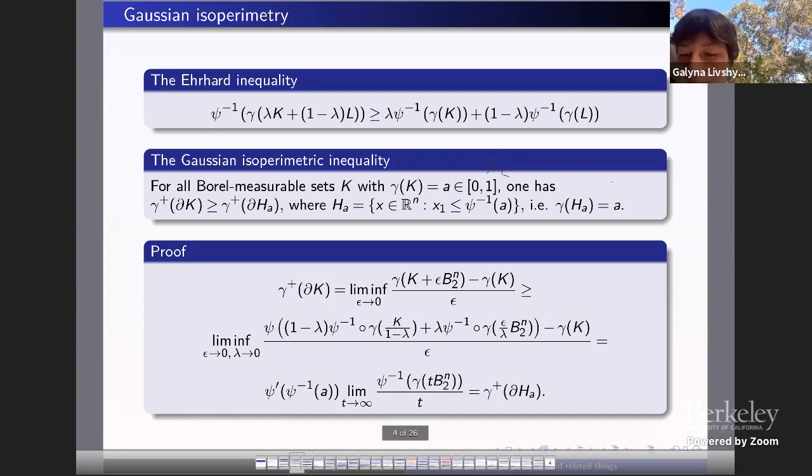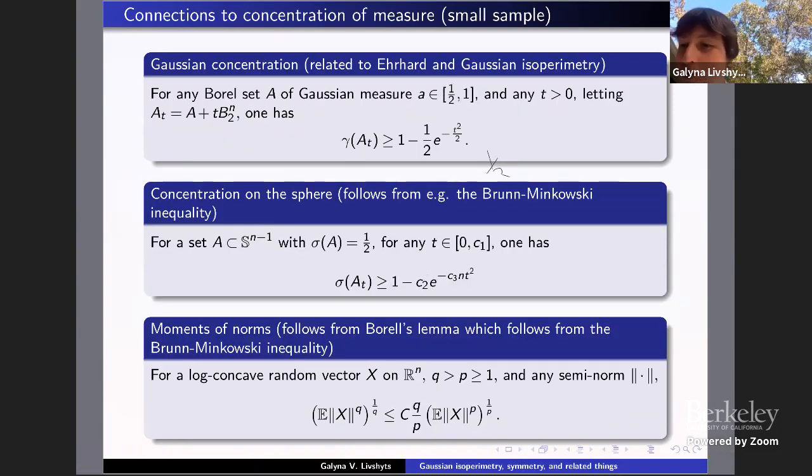Max had one slide like that, and Emmanuel had one slide like this. I also have a slide about connections to concentration of measure. This is a very small sample of things that you could use Ehrhard, Gaussian, and Brunn-Minkowski for. You could get the sharp version of Gaussian isoperimetry. You could get the non-sharp version of the isoperimetry on the sphere if you use the Brunn-Minkowski inequality. These are concentration type results. If you take a set, you know it has large measure, you enlarge it a little bit.